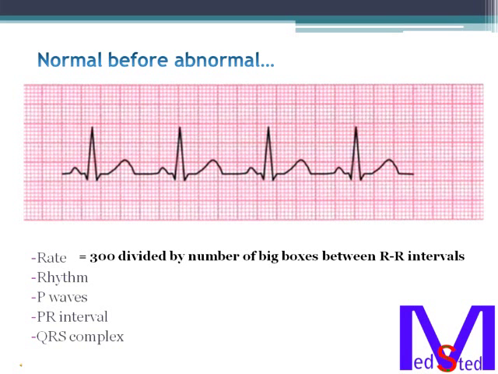Now, let's follow the steps we just mentioned. Let's analyze the rate. To measure the heart rate, we must measure the RR interval. Here, there are 4 complete big boxes and nearly half box. To find out the heart rate, we must divide 300 by the number of big boxes. So, that makes the heart rate nearly 66.